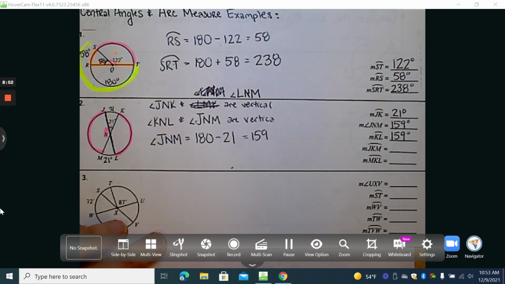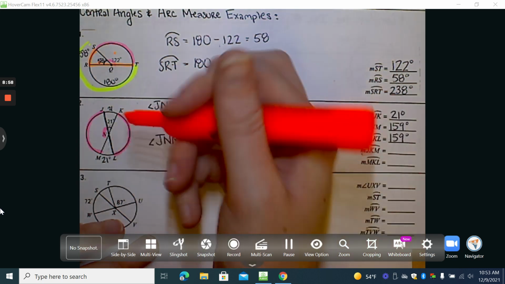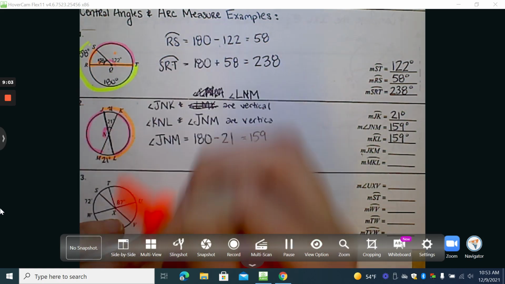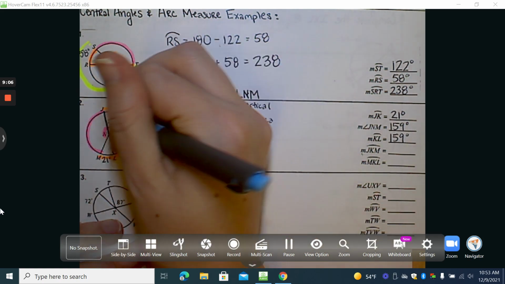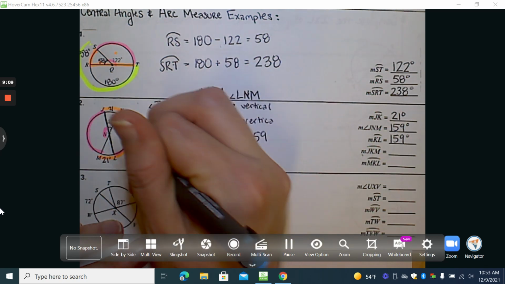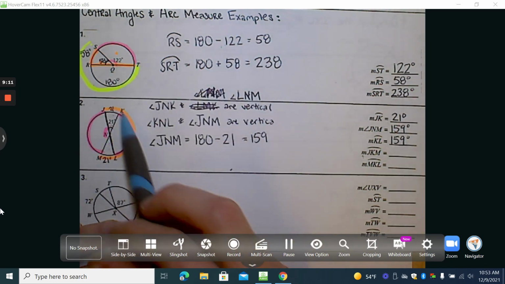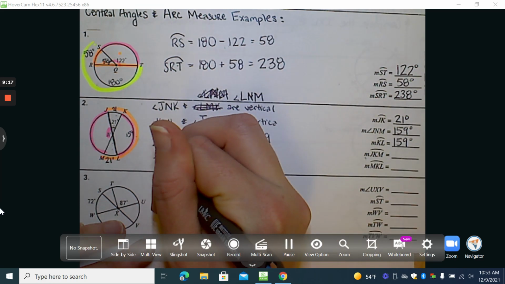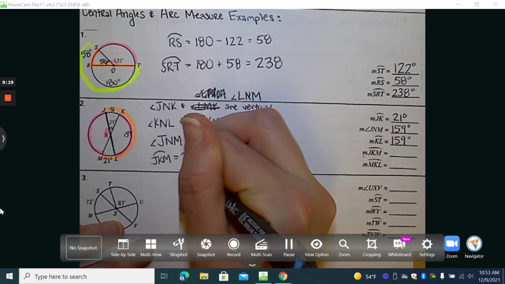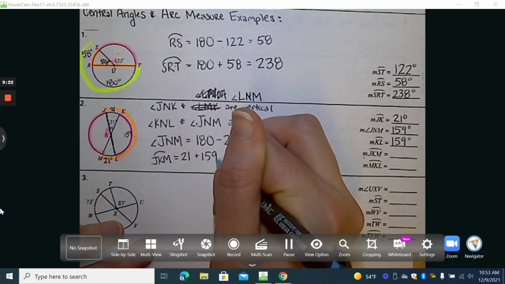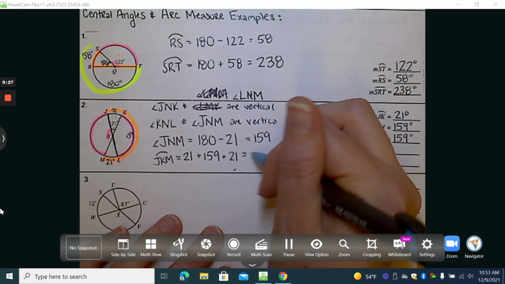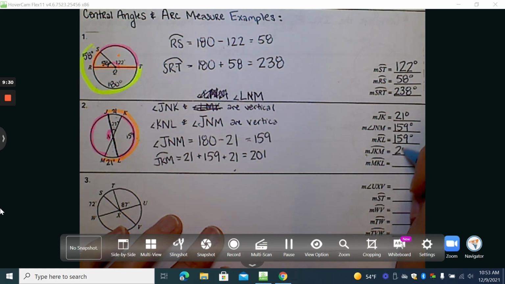Then I have JKM as my next one. JKM. Let me take a different color. JKM is wrapping around my circle, and I have this 21 degree arc, 159 degree arc, 21 degree arc, 159 degree arc, and another 21 degree arc. So JKM is going to be 21 plus 159 plus another 21. When I add that all up, I get a total of 201 degrees.